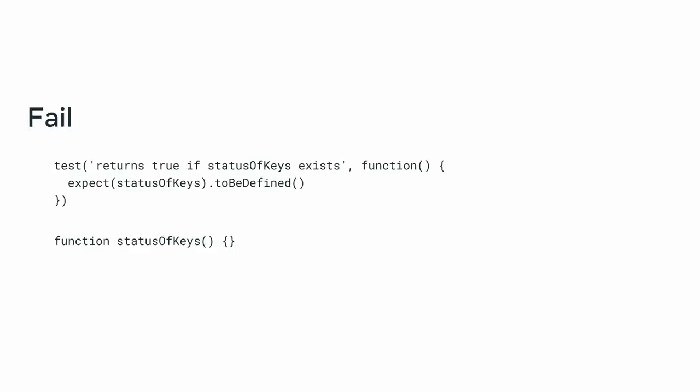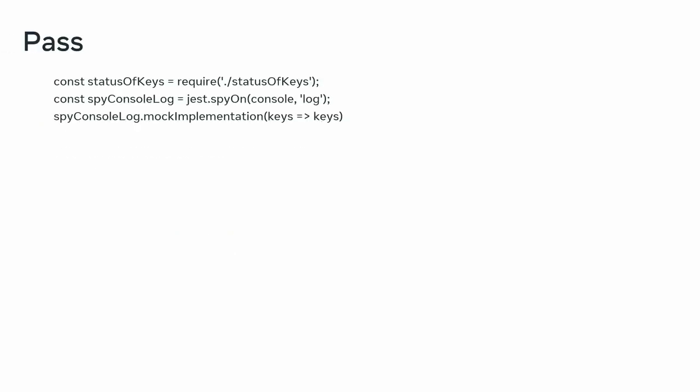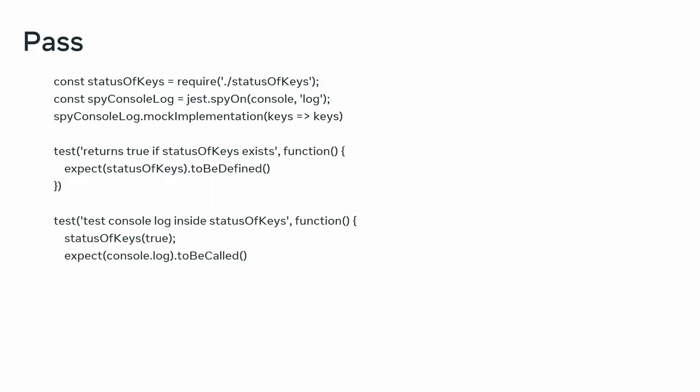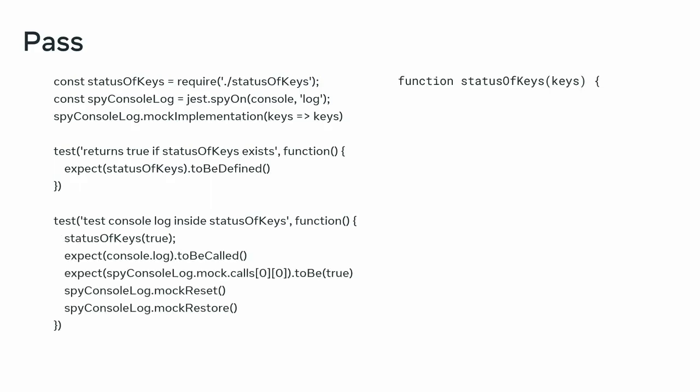Next, you receive another requirement, which is as follows. Accept a keys variable, which should be set to true, and console log the keys variable. So, the requirement states the statusOfKeys function should accept a previously declared keys variable, which should be set to true. The statusOfKeys should then console log the value of the keys variable. So, you write another test, which fails again. Since you have yet to write the implementation, you write it, and your previously failing test now passes.